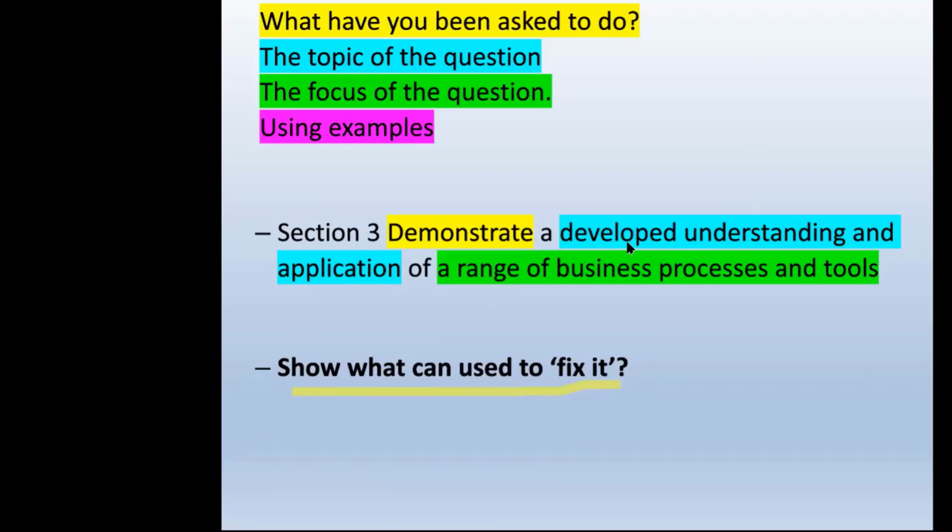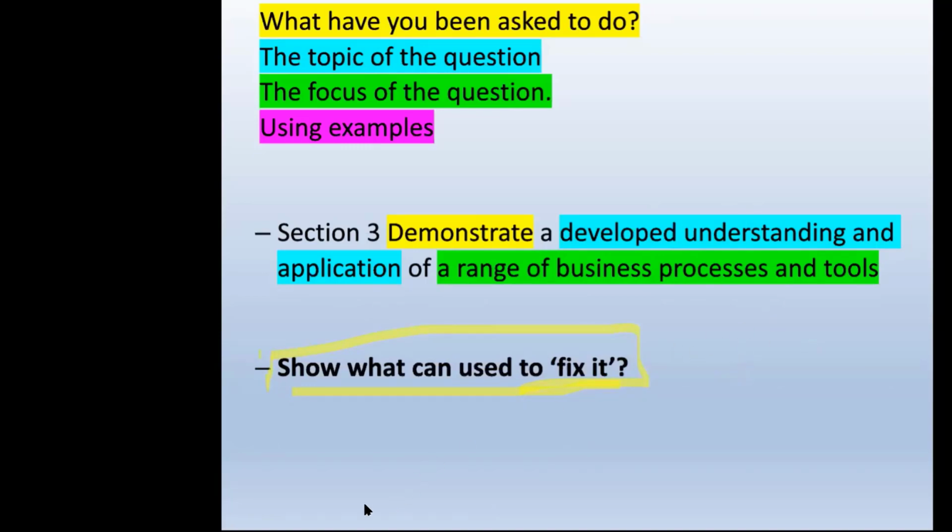So you have to come up with things, and then you have to demonstrate a developed understanding and application of a range of business processes and tools. So in other words, you've got to show us what you would actually do to fix it. You've come up with solutions, but those solutions have to be applied in business processes and tools, the actual things you would use on the ground to make that thing work. So I'd say show what could be used to fix it. And that's the third part.